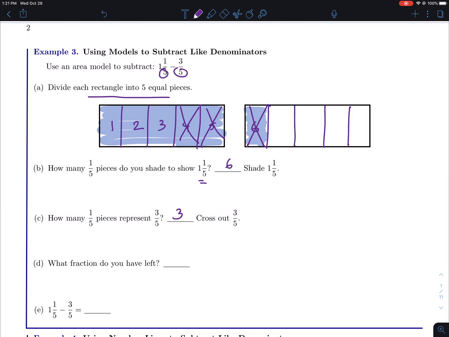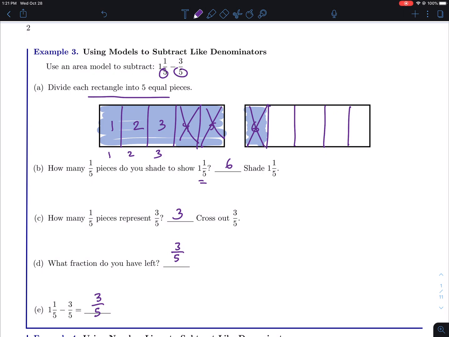And then what's left over, you would count, especially if you happen to take random ones away. We notice that we've got 3 shaded pieces left. That means we've got 3/5 left over. So 1 1/5 minus 3/5 is the same thing as 3/5 with the area model.